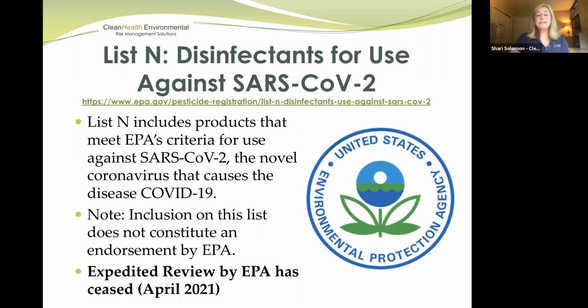Also cross-reference List N, which I'm sure at this point everybody knows what List N is. And List N is going to include all of the disinfectants that are used and approved against SARS-CoV-2. There was an expedited review because of the pandemic. They did cease that review in April of 2021. So that's more for those folks that were the manufacturers that were looking to get their chemicals on the list. But we have about 500 to 600 chemicals on the list last time I checked, and you should not be using any disinfectant in your healthcare facility that is not on the list.